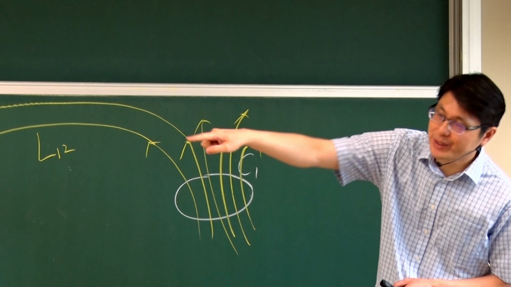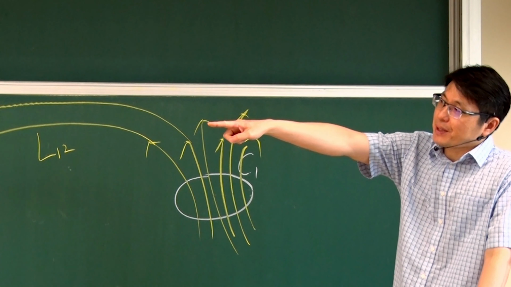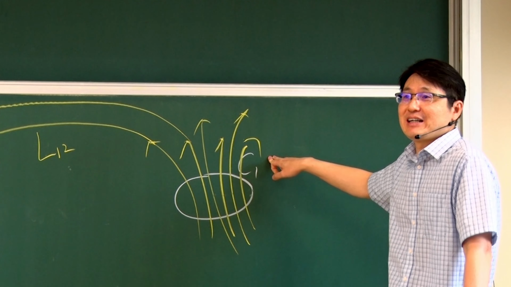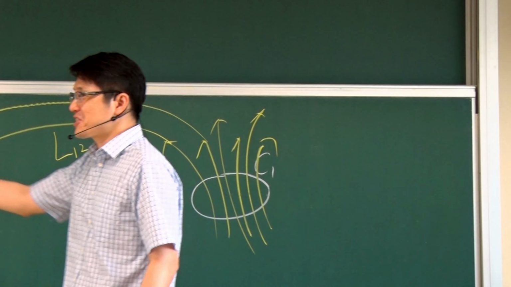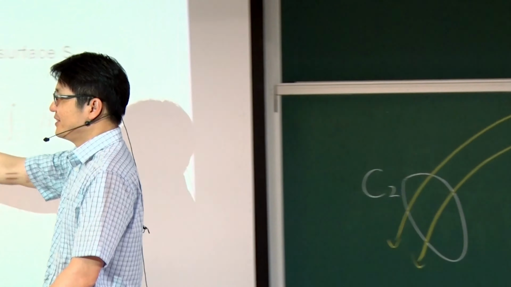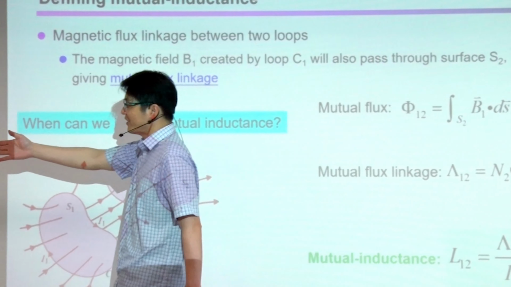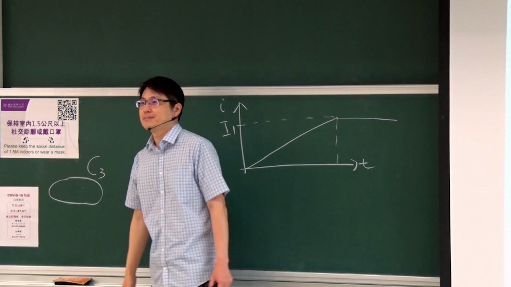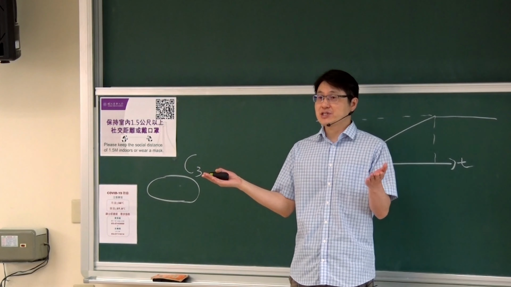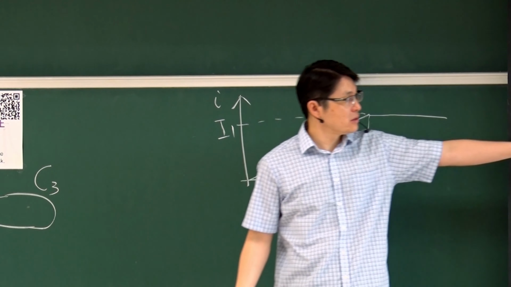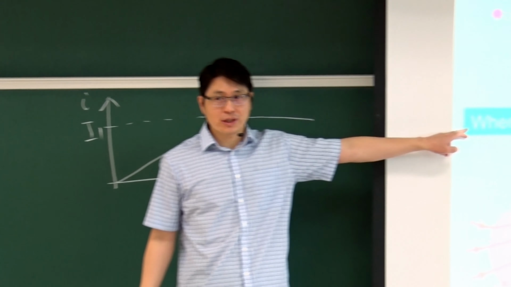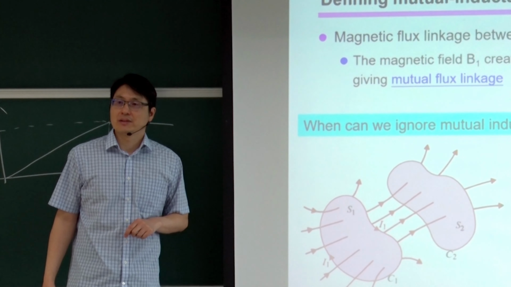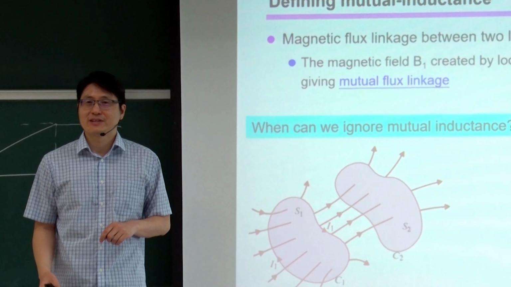What about loop number 3? Does loop number 3 share the field lines generated by loop number 1? They're distanced so far away, right? I actually feel tired by walking this distance, right? So can you answer me, or answer to yourselves? When can we ignore mutual inductance? Some response here?